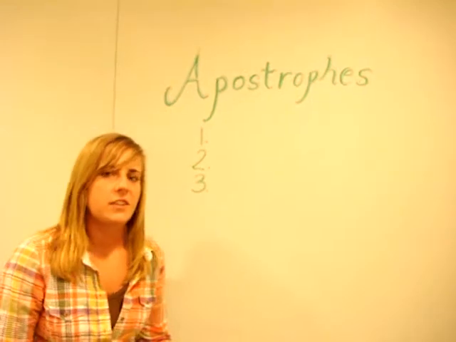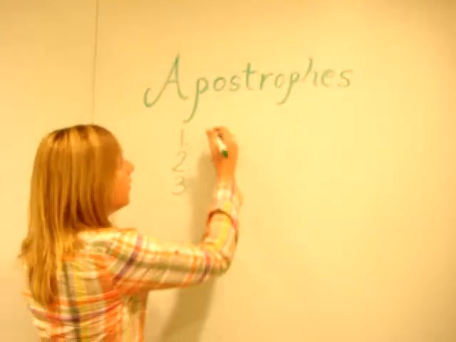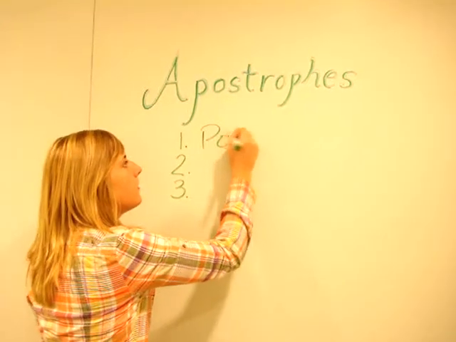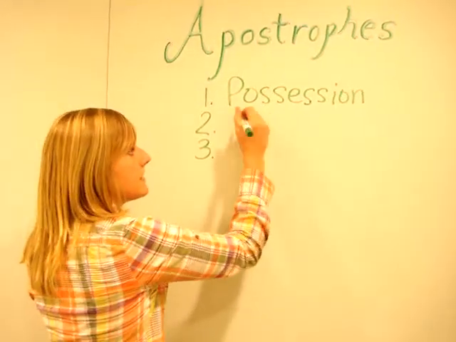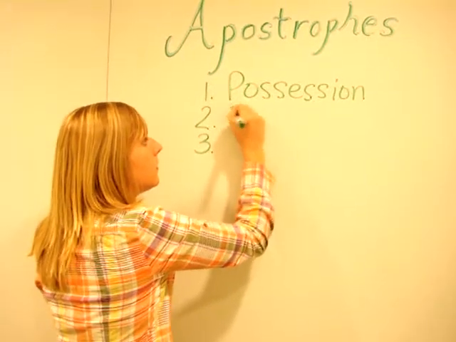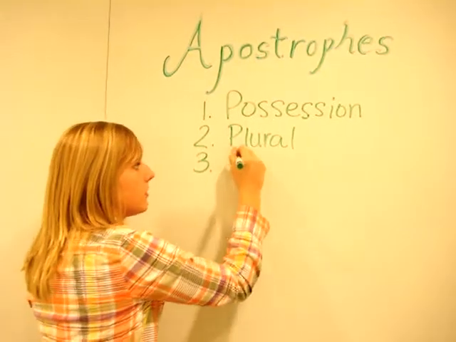Today we're presenting on apostrophes and quotation marks. First off, we're going to start with apostrophes. Apostrophes have three main purposes. One is to show possession. The second purpose is to make single letters plural. And the third purpose is to show contractions.